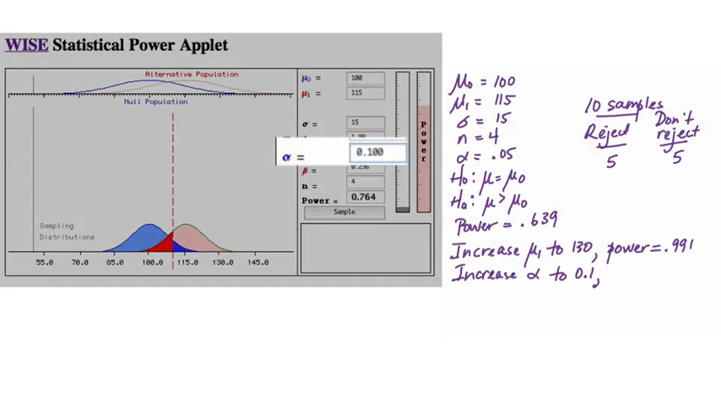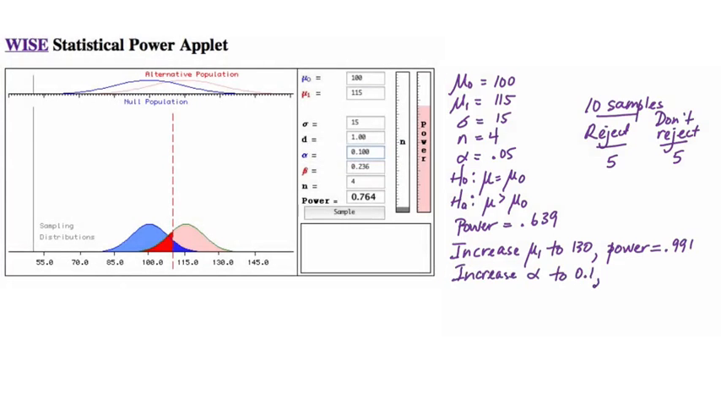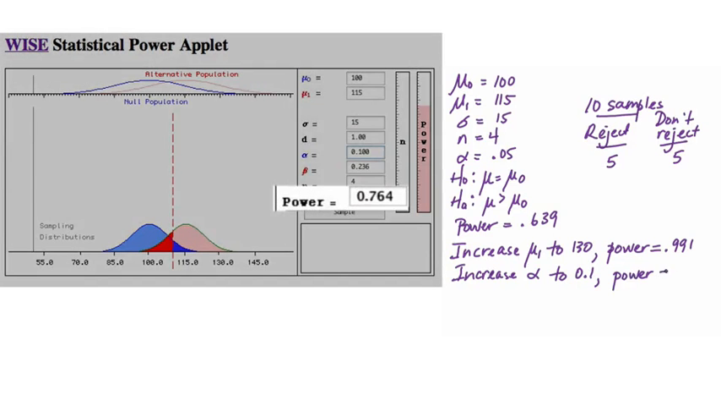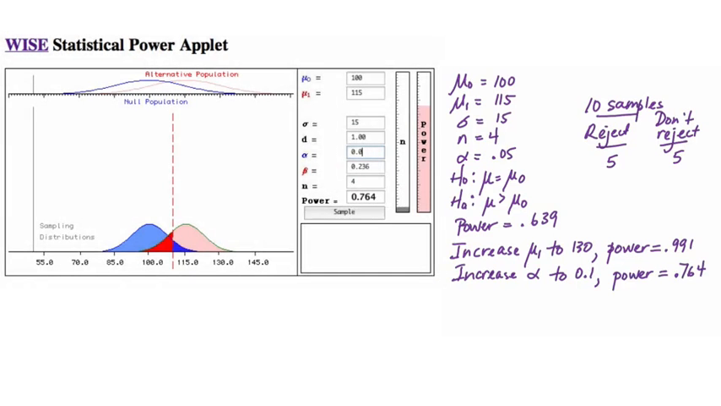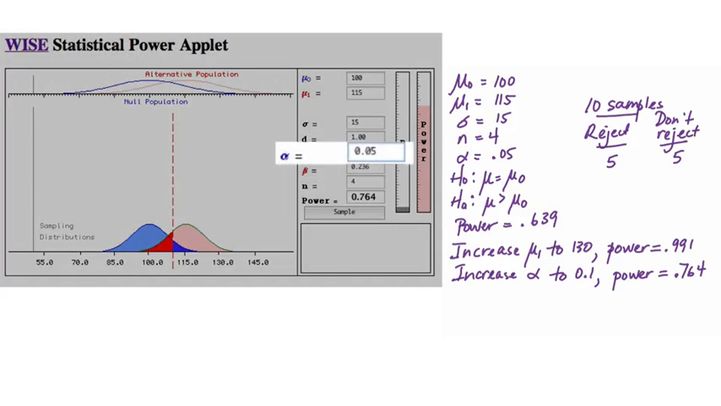Our criterion for rejecting H0 is now less strict. We'll reject if the p-value is less than 0.1, 10%, so we'll reject more often. As a result, the probability that we correctly reject the null hypothesis, our power, should be larger. And indeed, it is larger than our original value of 0.639. It's now 0.764. Now let's put alpha back to 0.05, and let's look at the variability.